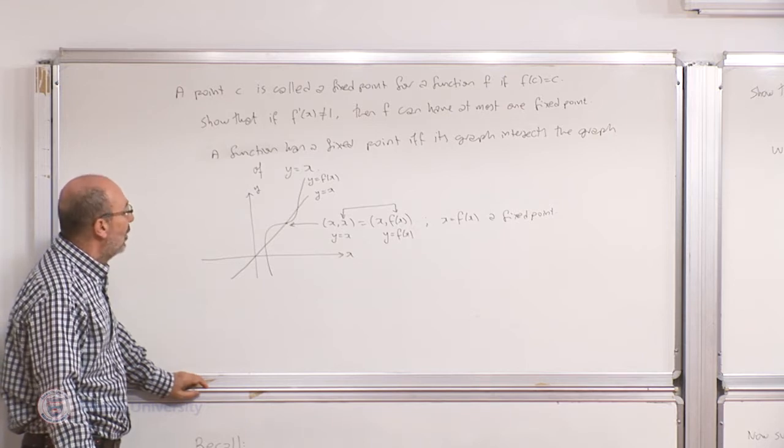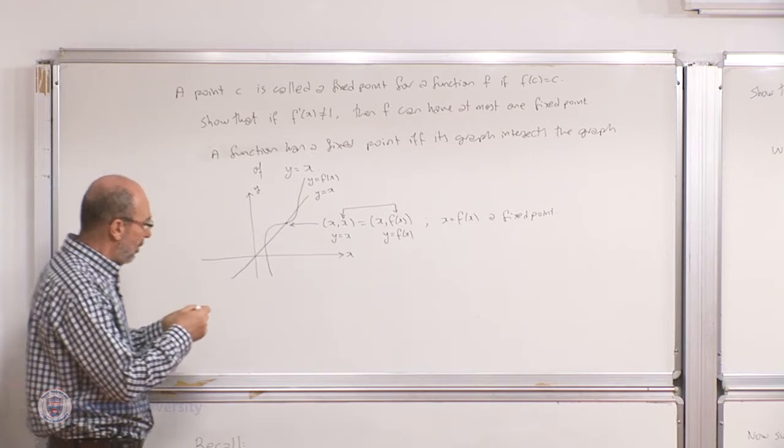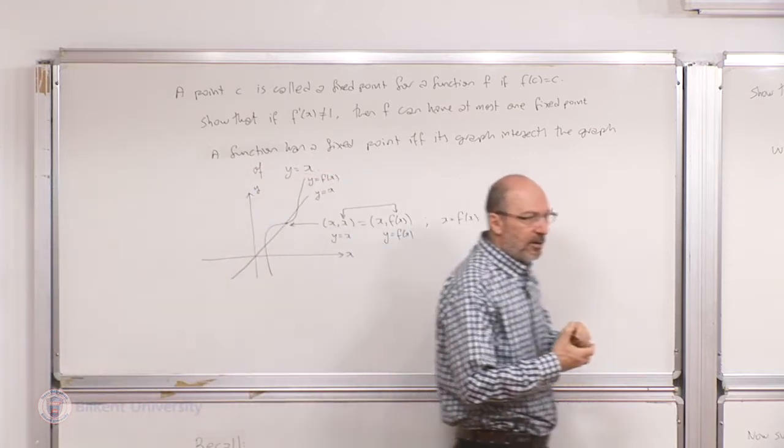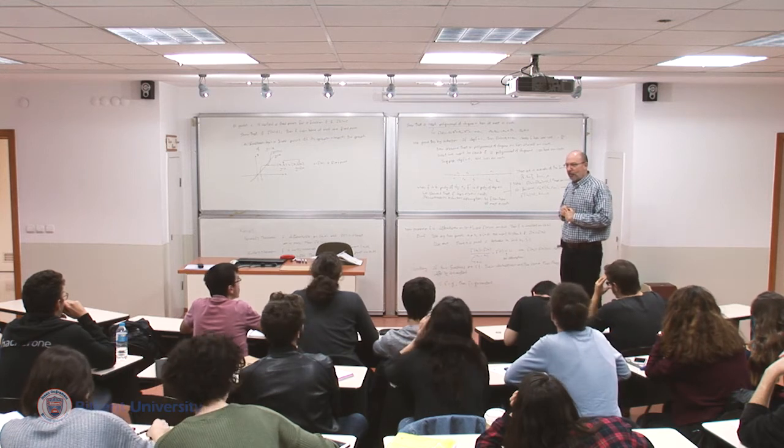So let's go back to this. We want to show that a function whose derivative is never 1 can have at most one fixed point.